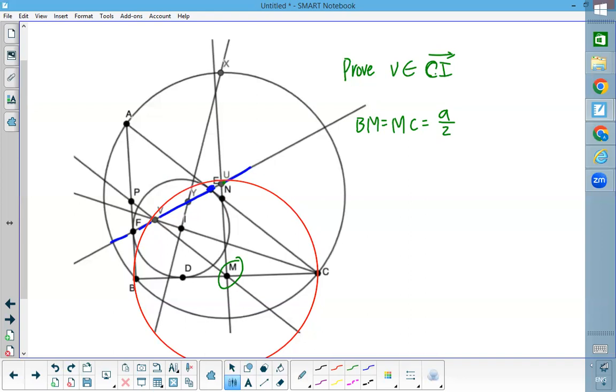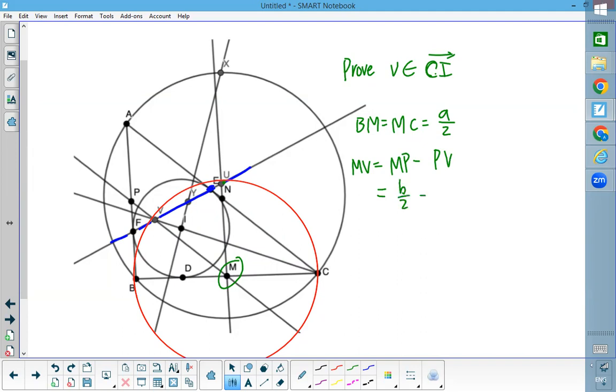And then notice that we are drawing tangent points, so we have tangent lines here. Let's do some length chasing. Let's try to find the length of MV. MV is equal to MP minus PV. MP is simply the length of AC divided by 2, so that's little b over 2.